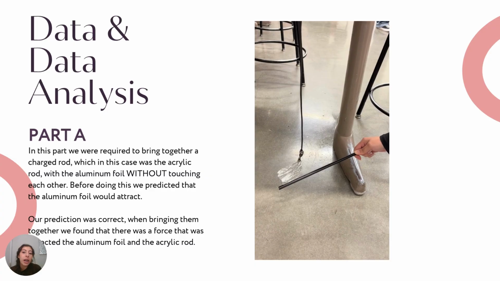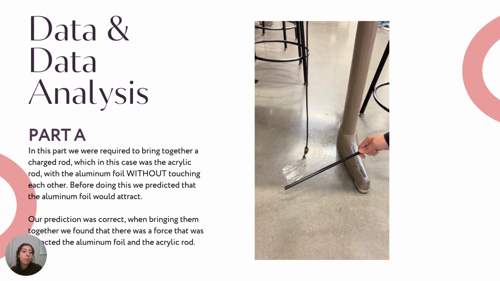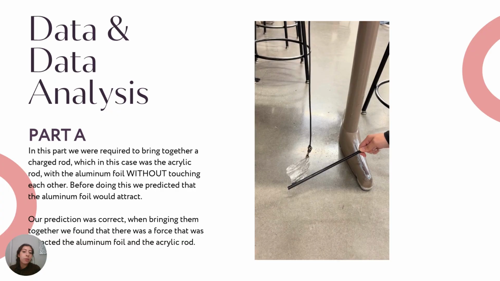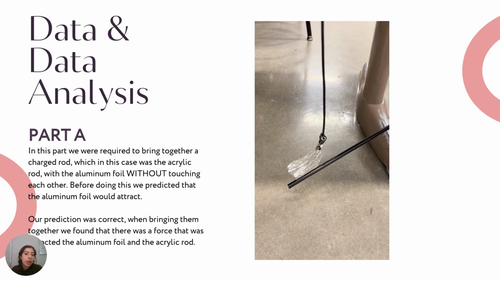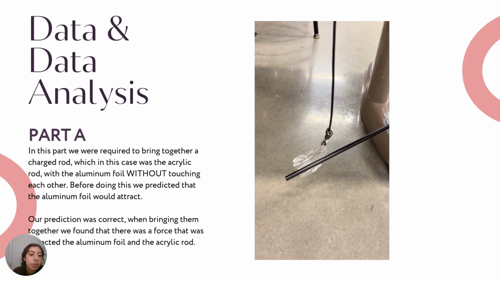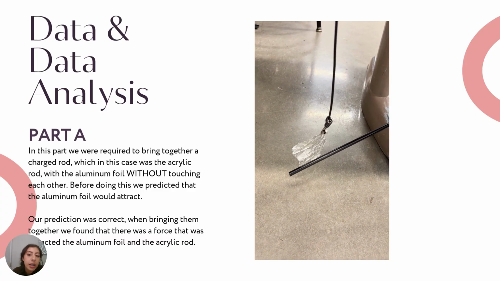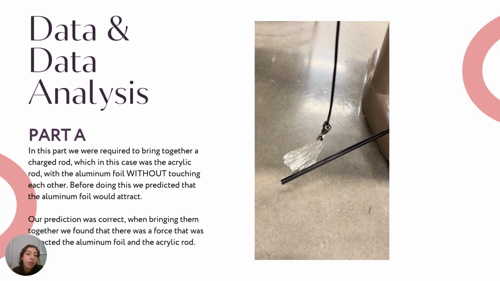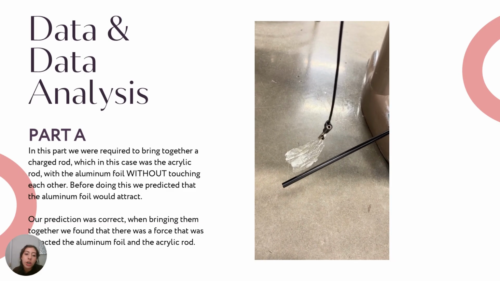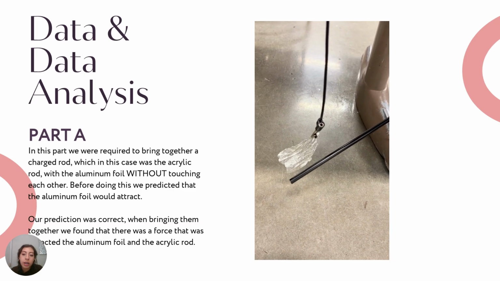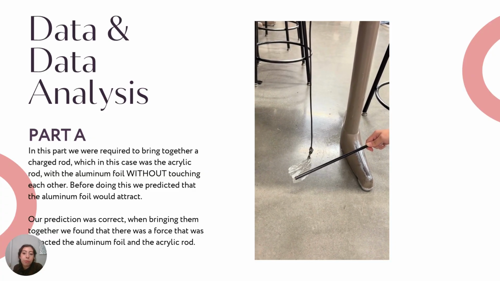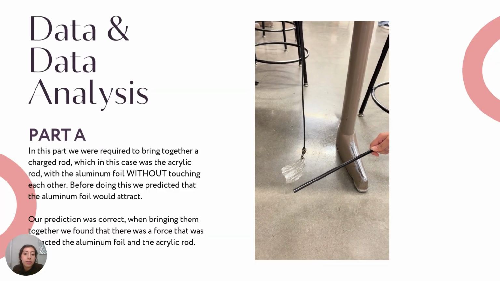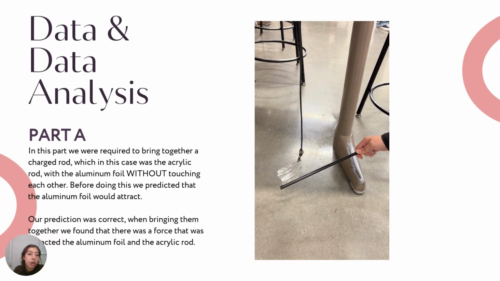So in part A, we predicted that the aluminum foil would be attracted to the charged acrylic rod even without touching. And in the video, we can see that our prediction was correct. The foil was attracted a bit to the rod, and we could see that the electrons in the foil caused it to shift, creating an induced charge.